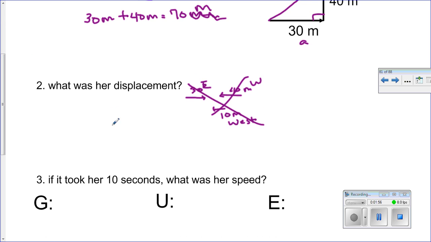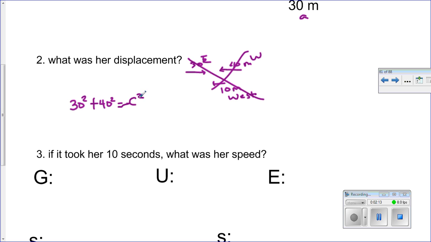So this is what I'm going to do. I have 30 squared plus 40 squared is equal to C squared. And we're going to go ahead and solve for C squared. How do you get rid of a square? You have to square root it. Whatever you do to one side, you have to do to the other. If you put this in your calculator, you find out that the square root of 30 squared plus 40 squared is actually just 50. 50 meters is your C. The displacement here is the square root using the Pythagorean theorem.